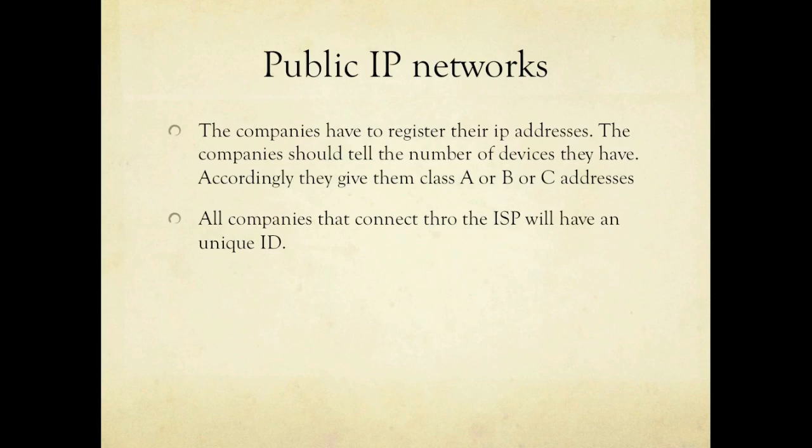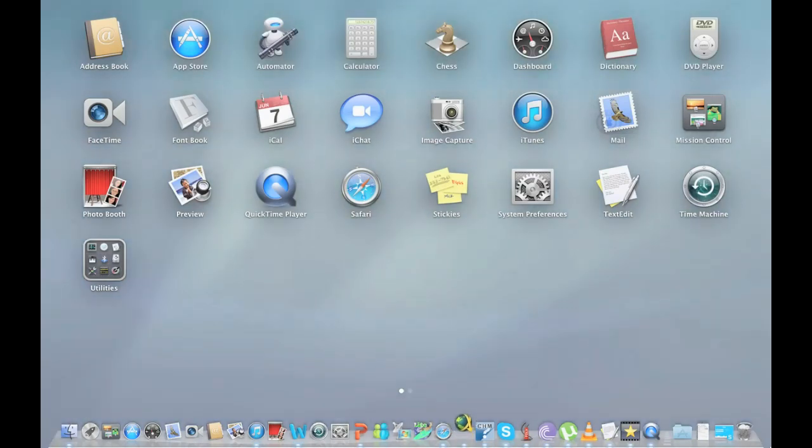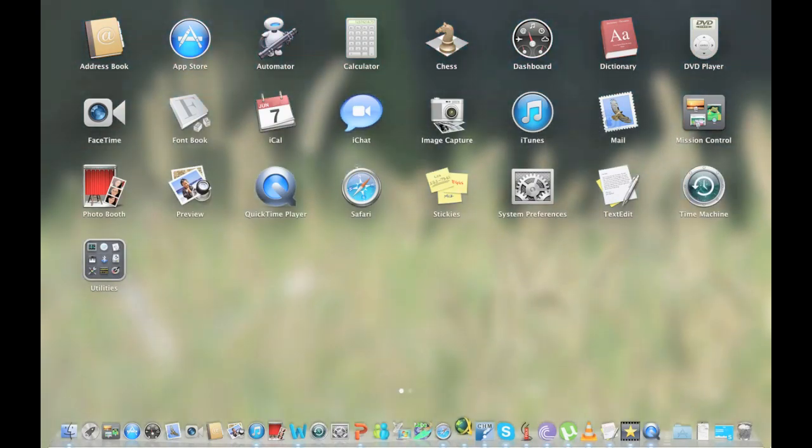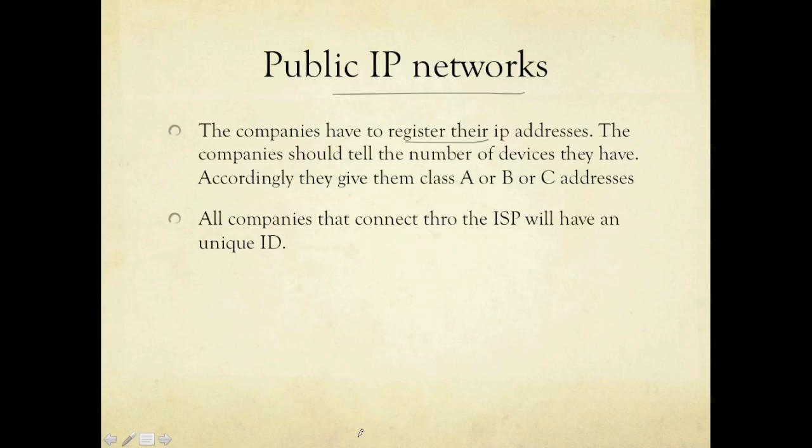So what is a public IP address? Public IP address, in the sense that companies have to register their IP addresses, right? So the company should tell the number of devices. Before, if there were 1,000 devices, the company must give that. For example, consider ABC company. It has 1,000 devices. So it must tell the ISP that I have this many devices, and each device will get its own IP addressing scheme.